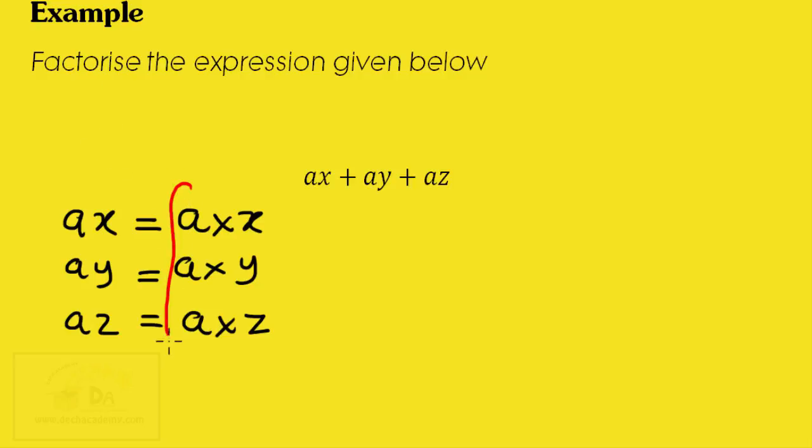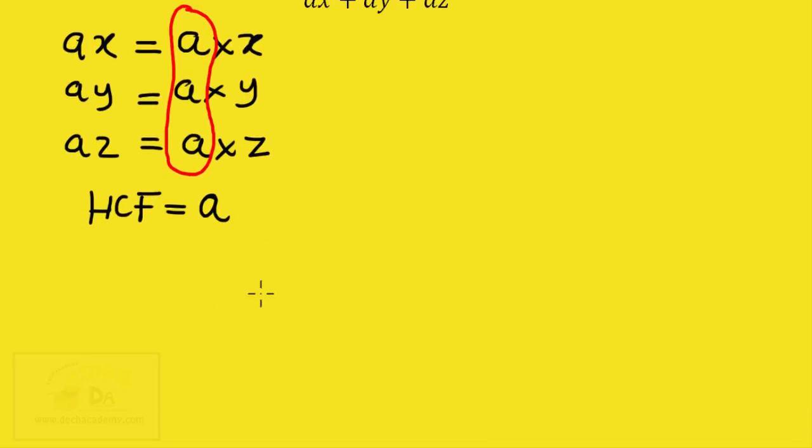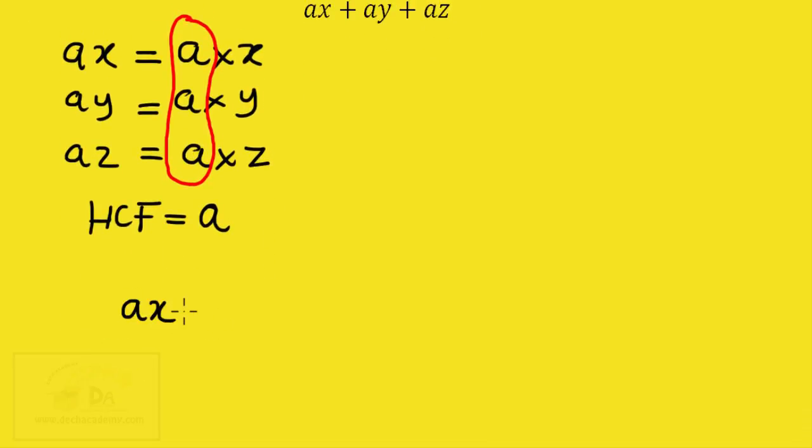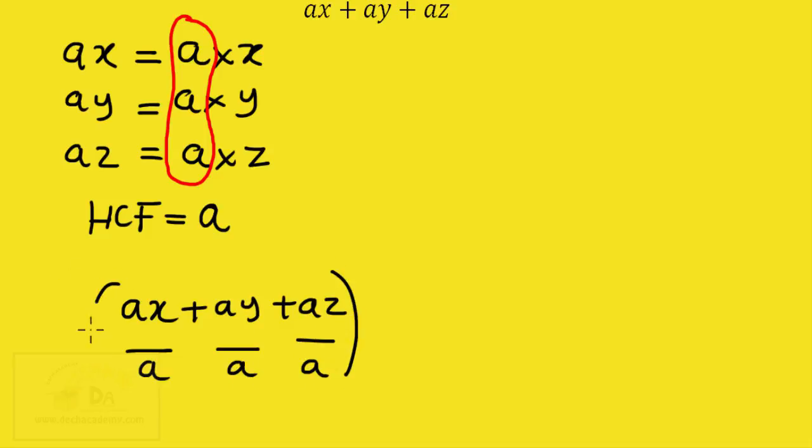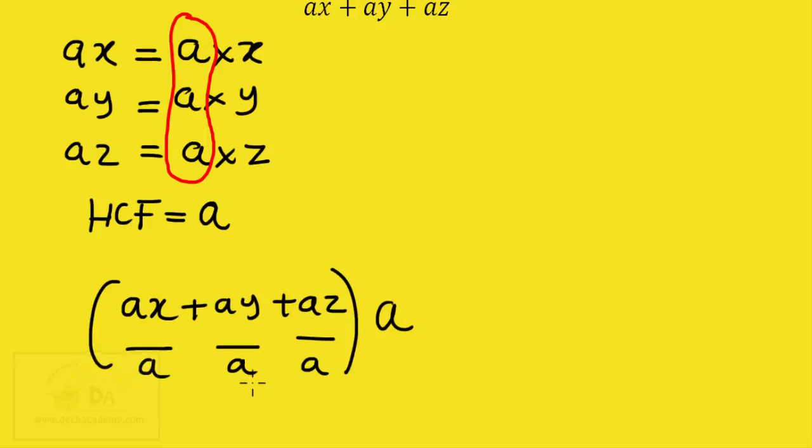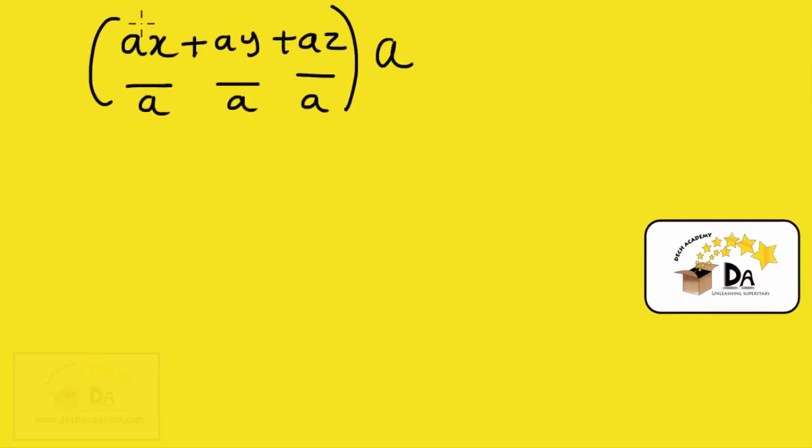They all have a common factor of a, so a is their only common factor. The HCF is the product of all the common factors. Since there's only one common factor, the HCF is a. So the next step is to divide the expression through by the HCF, which is a, and then multiply the result obtained by the same HCF. And we're pretty much done, because all we have to do now is just divide.